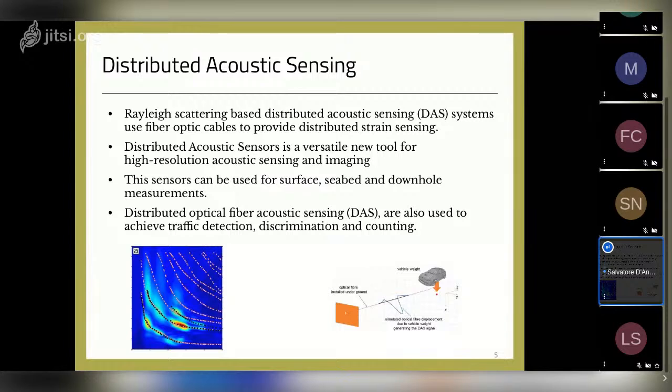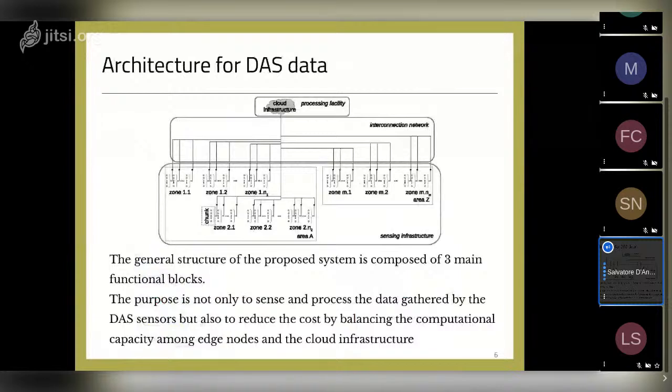The sensor that we use is a DAS sensor, a distributed acoustic sensor based on Rayleigh scattering. This sensor is a versatile tool for high resolution acoustic sensing and imaging. This sensor can be used for surface, seabed, and downhole measurements. And distributed optical fiber acoustic sensing is also used to achieve traffic detection, discrimination, and counting. This is where we are focusing.